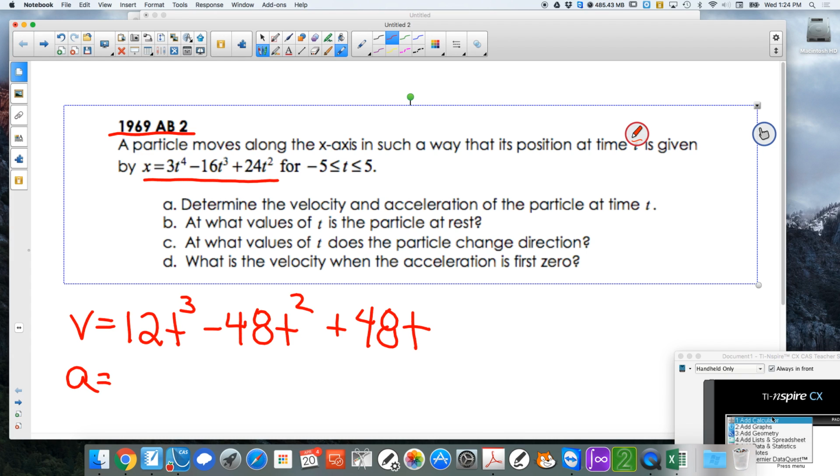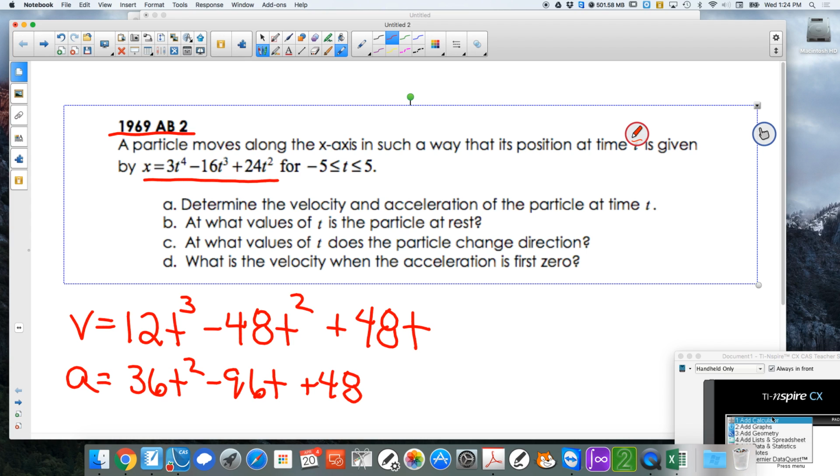36t squared minus 96t plus 48. And looking at those numbers, I kind of see they're all going to have something to factor out. So if we need to solve something algebraically, we should be able to factor it a little bit later. We want to know at what values of t is the particle at rest. What's true when the particle is at rest? The velocity is 0.